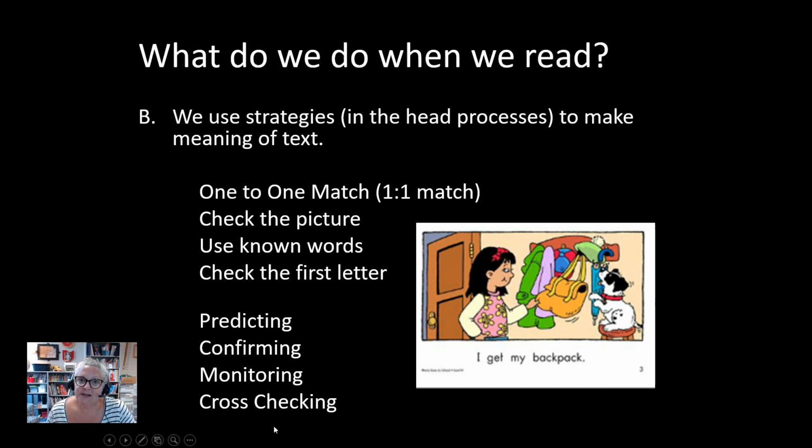And then this last piece, cross-checking, is when you use more than one cueing system at the same time. So the child could be reading this book along and they could say, I get my back. And they'll say, oh, you know what? That doesn't sound right. Let me check that picture. Oh, that looks like a backpack. So at first they were making a prediction based on the letters that they saw, back. But back doesn't make sense here, so then they checked the picture. So cross-checking is when you're checking more than one source of information, and it's what really good readers do. We use more than one source of information to solve a word.